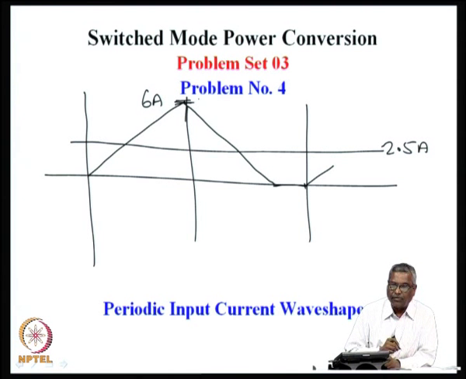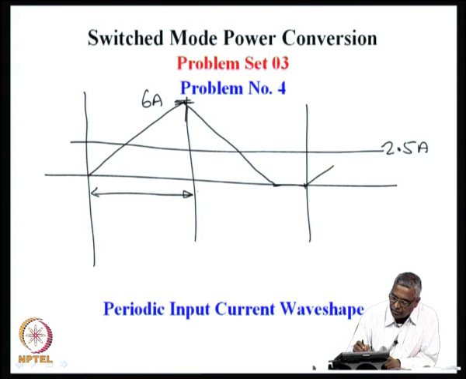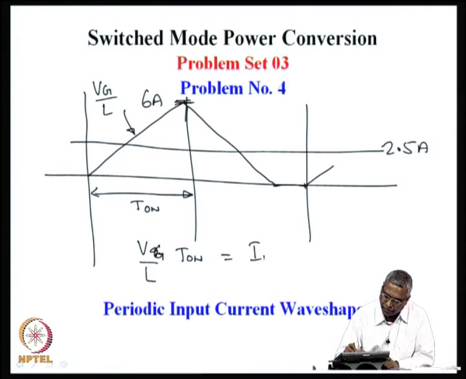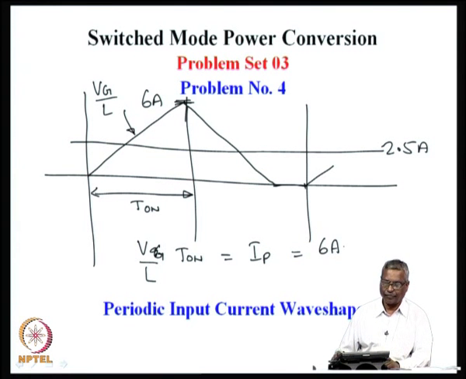How is this 6 amperes obtained? It is the current reached at the end of the on period. The on period is T on, and the slope of the current during that time is Vg divided by L. So, Vg divided by L into T on is the peak current, and this is 6 amperes.